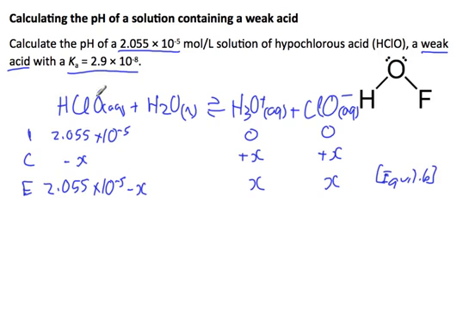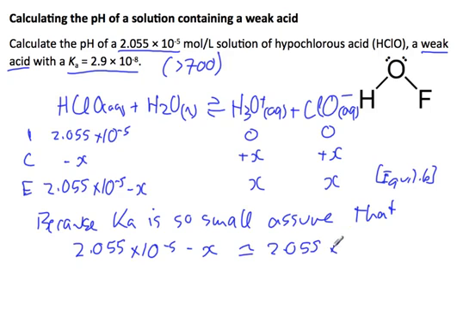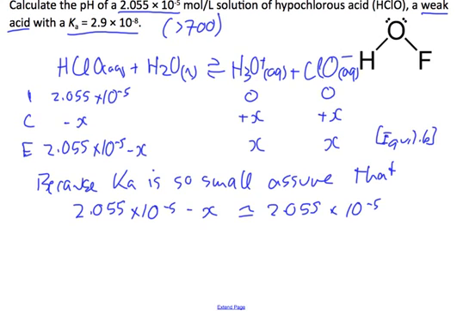Now, before you go any further, you want to look at this Ka, which is pretty small, and the initial concentration, and see if you can apply the 100 rule. 2.055 times 10 to the minus 5 divided by 2.9 times 10 to the minus 8 is greater than 100. I think it's about 780. I forget exactly what, but it's definitely greater than 100, which means we can make the assumption. So make the assumption, because it simplifies things. So again, write down your assumption because Ka is so small. Assume that 2.055 times 10 to the minus 5 minus x equals 2.055 times 10 to the minus 5. Now we don't have to solve a quadratic equation.